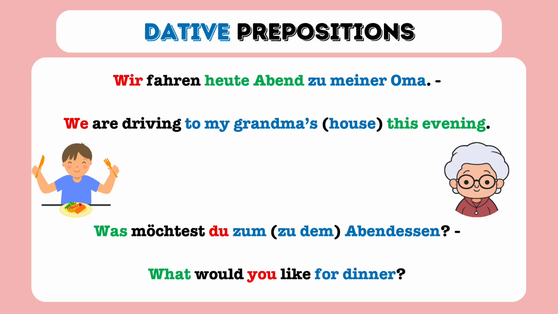Was möchtest du zum Abendessen? What would you like for dinner? Here we use the translation for because it doesn't really make sense to say to the dinner, but in German this is the way that you say for dinner. Zum Abendessen. Was möchtest du zum Abendessen? Again, we have another contraction. We contracted zu and dem to become zum. Was möchtest du zum Abendessen? What would you like for dinner?